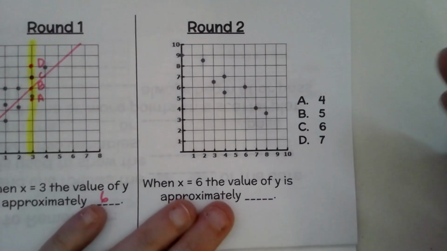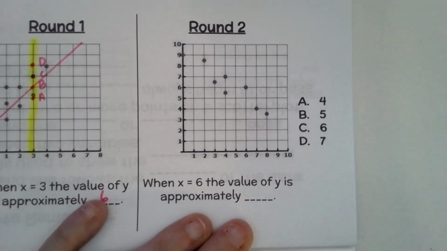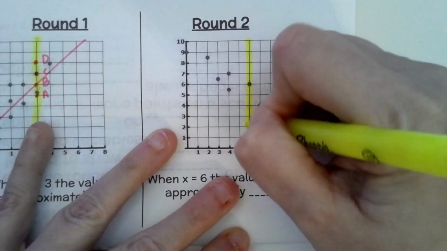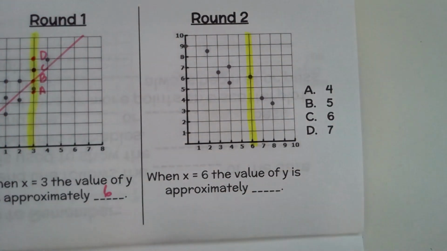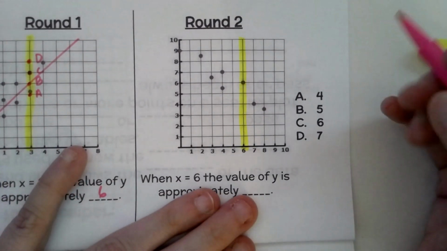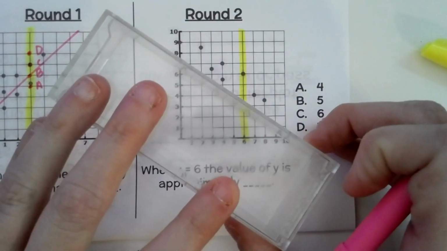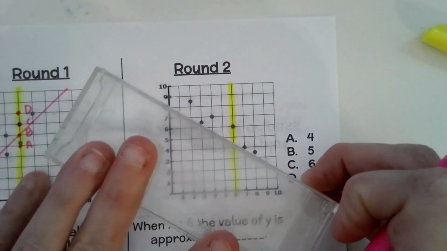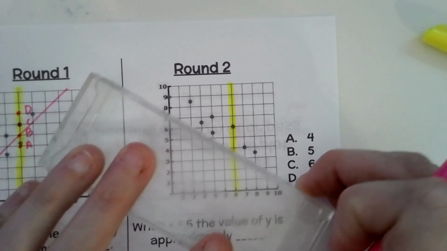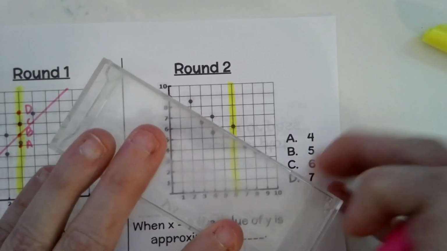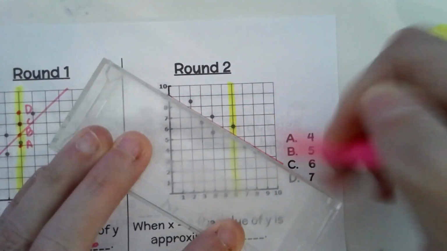Okay, let me show you what that looks like again. It says when x is 6, the value of y is approximately what? So I highlight x equals 6. Now let's do the trend line. This looks like the data, right? And if I slide it up there, I think this is probably a good trend line right here.